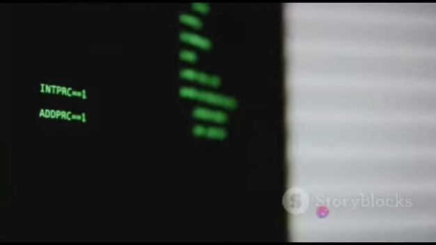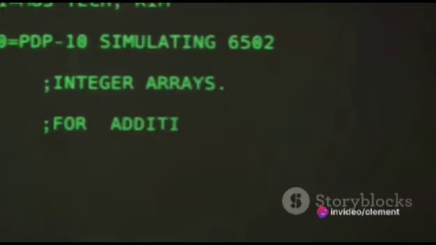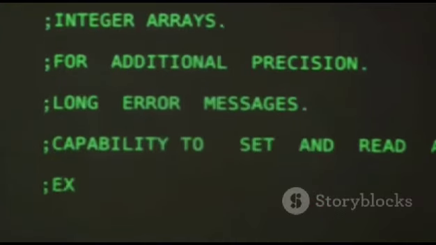The Altair 8800, introduced in 1975, was a kit-based microcomputer that users assembled themselves. Despite its rudimentary design, it sparked interest in personal computing and inspired a generation of tech enthusiasts and entrepreneurs. Following the Altair 8800 was the Apple II, which came out in 1977.